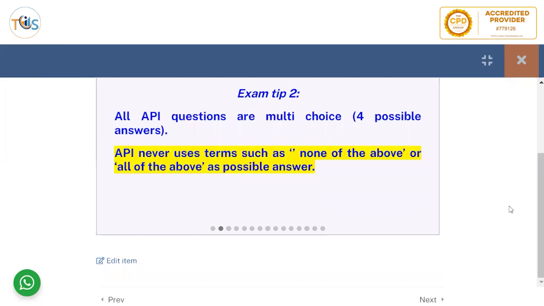All API questions are multi-choice, with 4 possible answers. API never uses a term such as none of the above, or all of the above, or both A and B, or both B and C as possible answer.